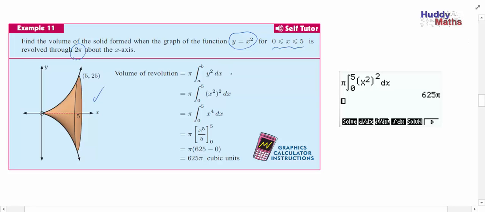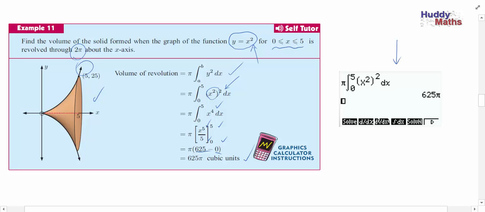So we start with our formula. Volume of revolution is that. Now there's our function, but we still must square it. So we actually got x to the 4th in there. Don't forget that. The function's already got a square in it because it's this nice parabola there. Okay, increase the power by 1, divide by the new power. Evaluated at 5 minus at 0. And if you do that, you'll get these two numbers, and there's the answer. Now let's do the graphics calculator over here.